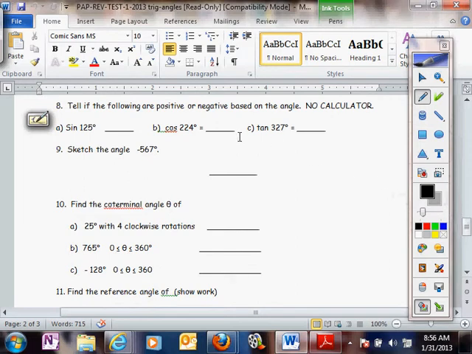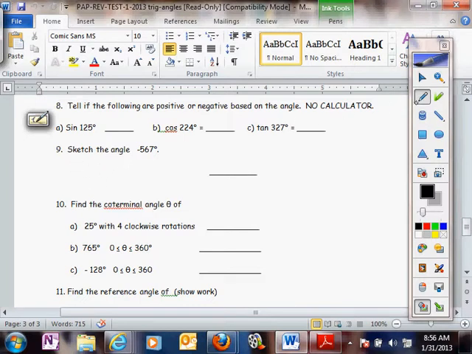Number 8, tell if the following are positive or negative based on the angle. No calculator. This is the same thing. We're going to find the sine of 125 degrees using all students take calculus. Sine 125 degrees is going to fall within quadrant 2. Sine is positive in quadrant 2. So the answer is that's positive.